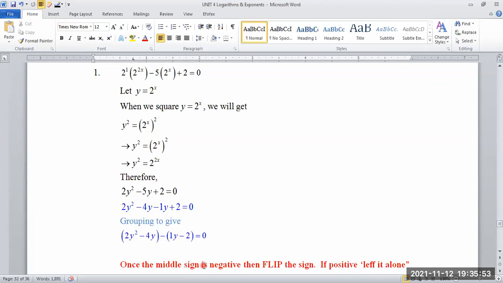See the notation here? Once the middle sign is negative, then flip the sign. If positive, leave it alone. Give me half a second, please.